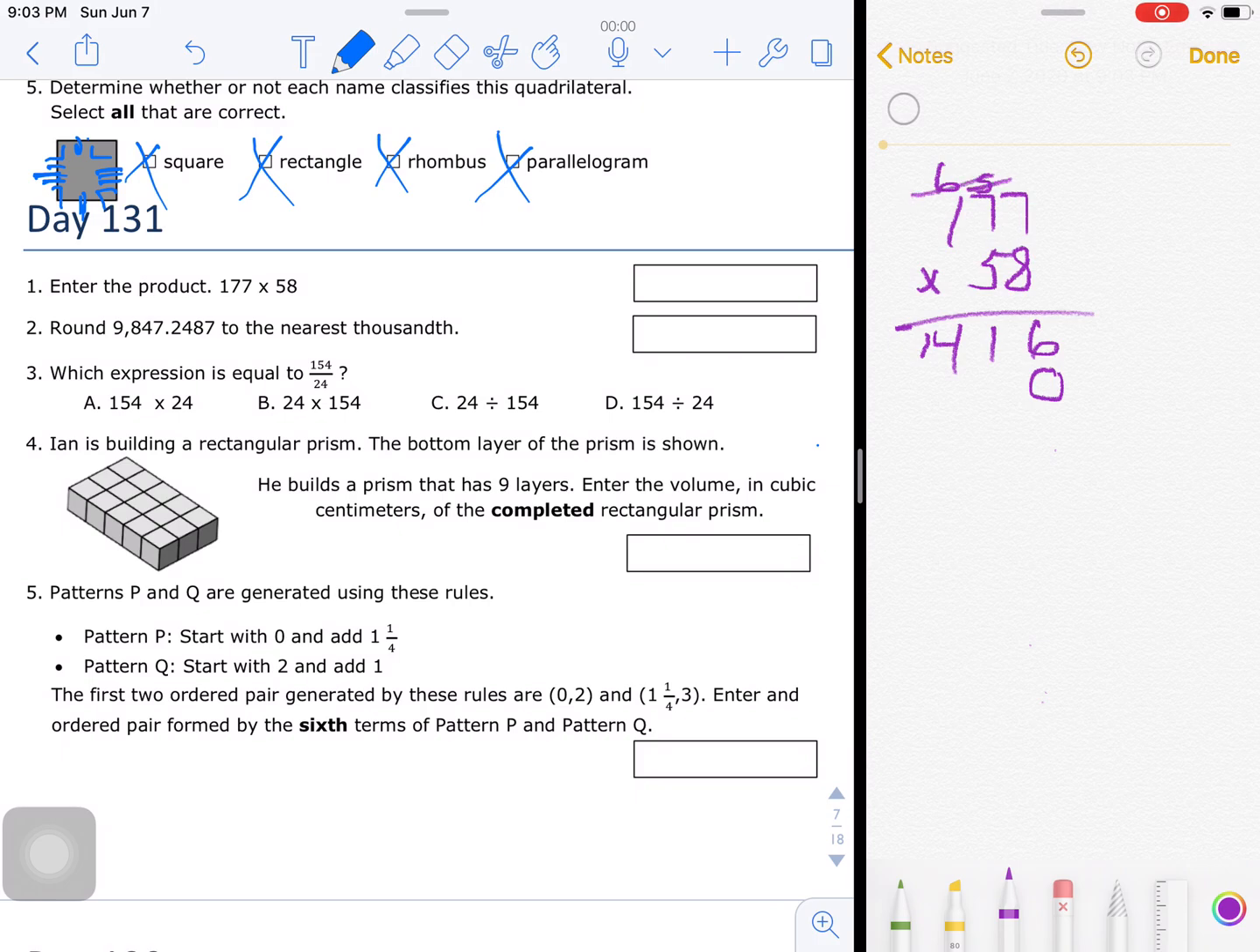have a 0 in the ones place. So 5 times 7 is 35. 5 times 7 again, 35 plus 3 is 38. Carry our 3. 5 times 1 plus 3 is 8. So we have 8,850. We're going to add our partial products.